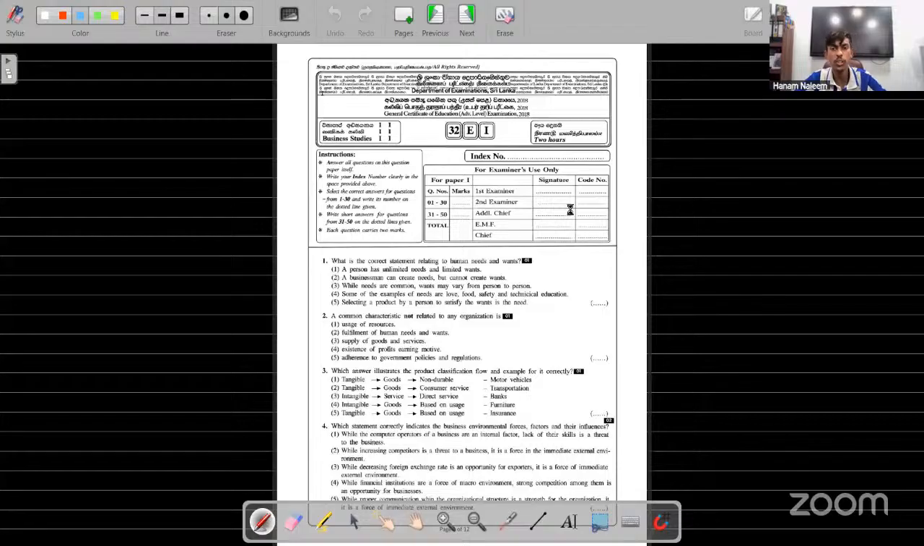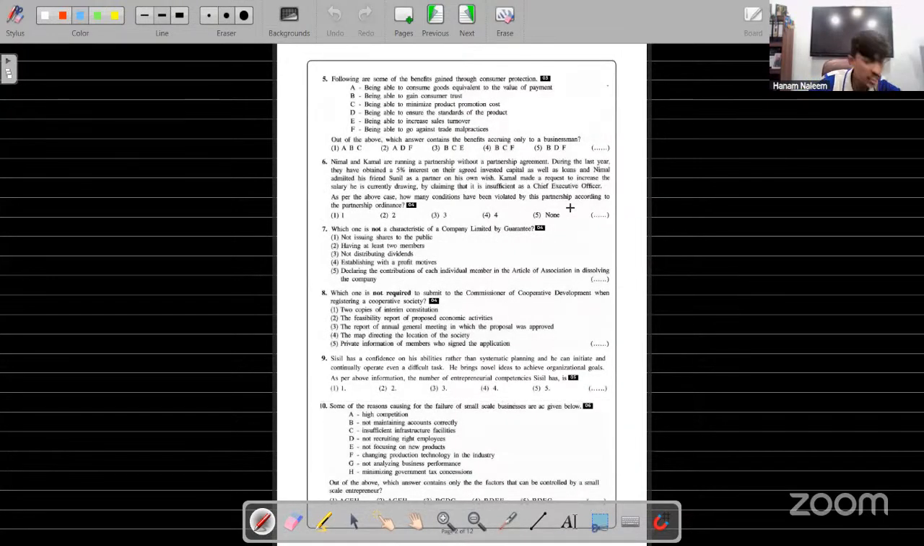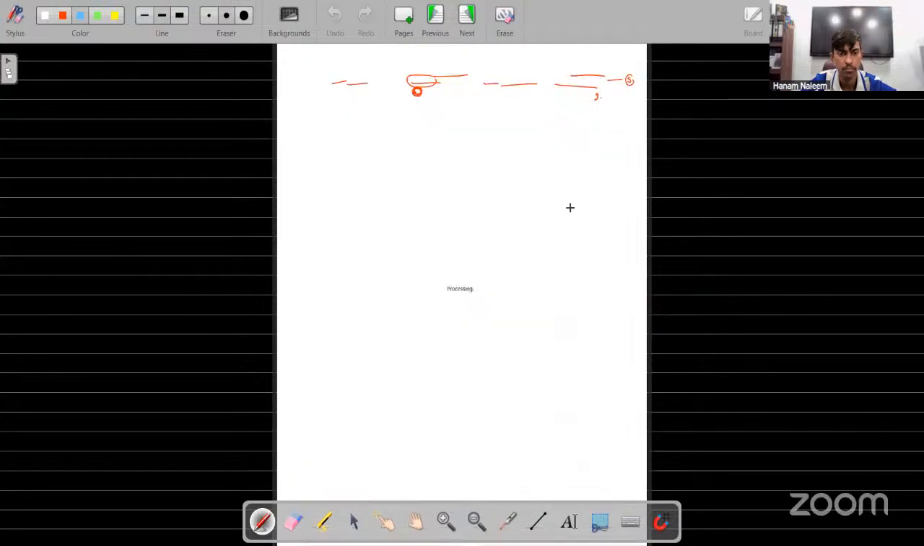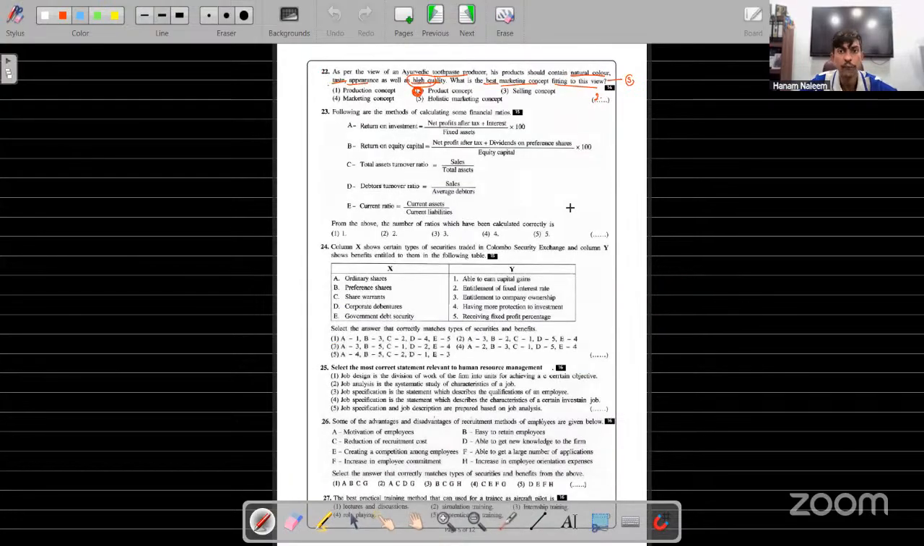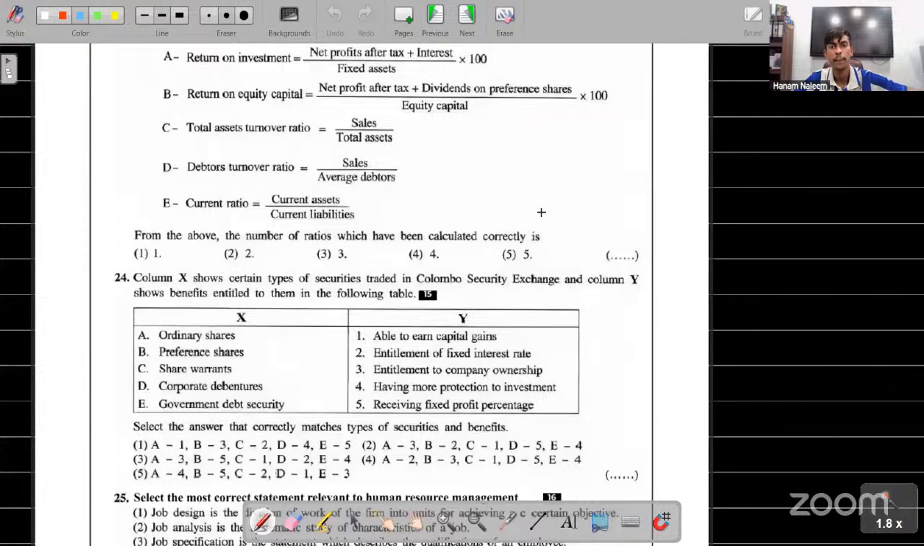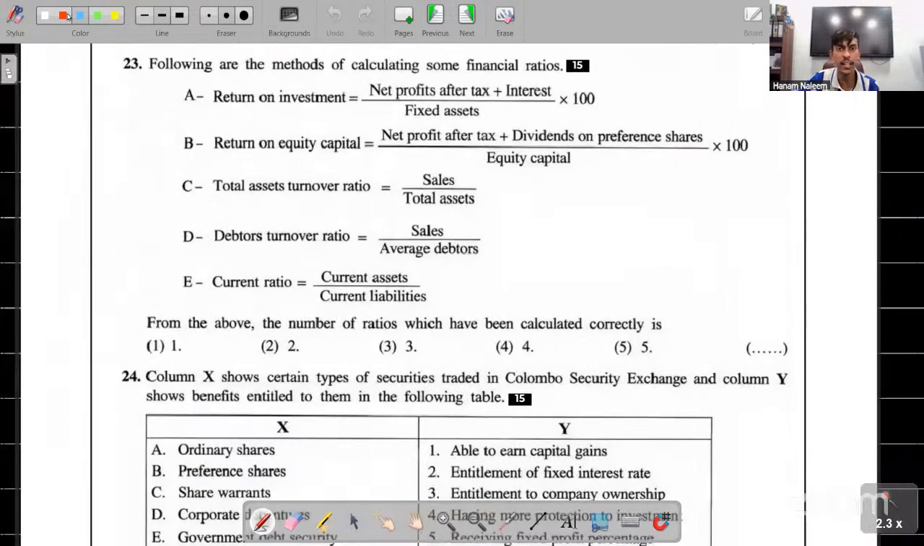I think that's all from the 2017 paper. Okay, fine. Now 2018. In 2018, they have asked a lot of questions. Question number 23. Following are the methods of calculating some financial ratios. From the above, the number of ratios which have been calculated correctly. So they're asking for all the correct ratios here.